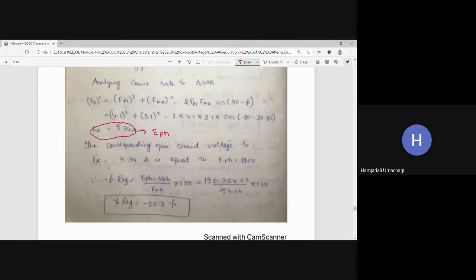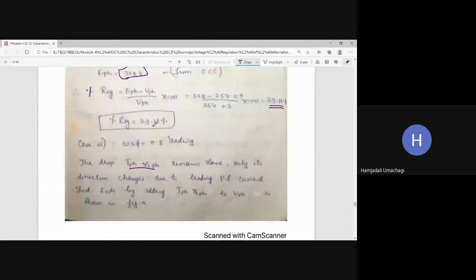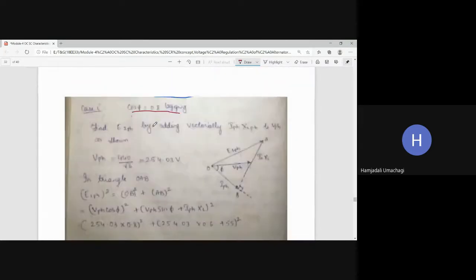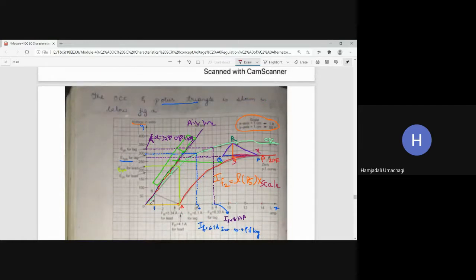So this IF equal to 3.34 ampere is the x-axis IF information. Yes or no? So now I should once again check where 3.34 comes on the x-axis. 3.34 means this is 1 ampere, 2 ampere, 3 ampere, so 3.34 is somewhere here. Mark this point, all of you: IF equal to 3.34 ampere for cos pi equal to 0.8 lead.